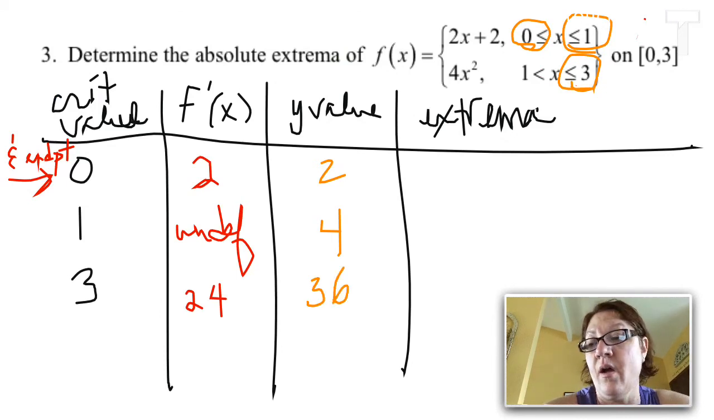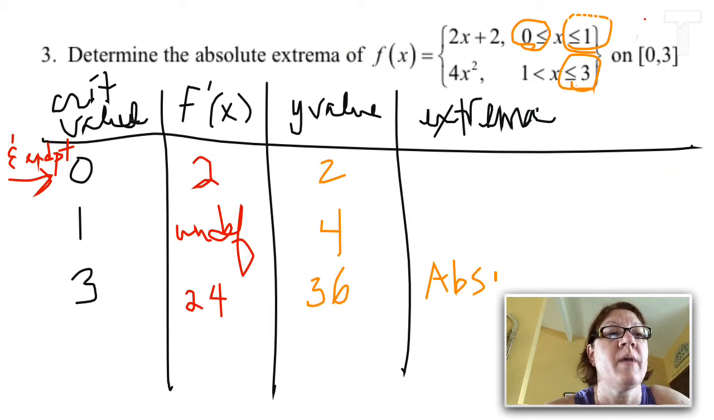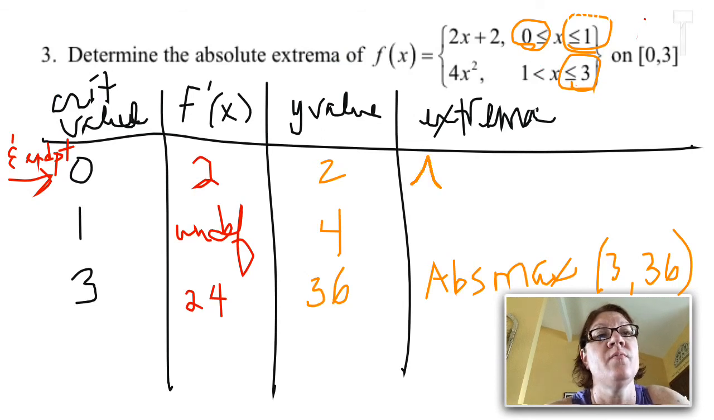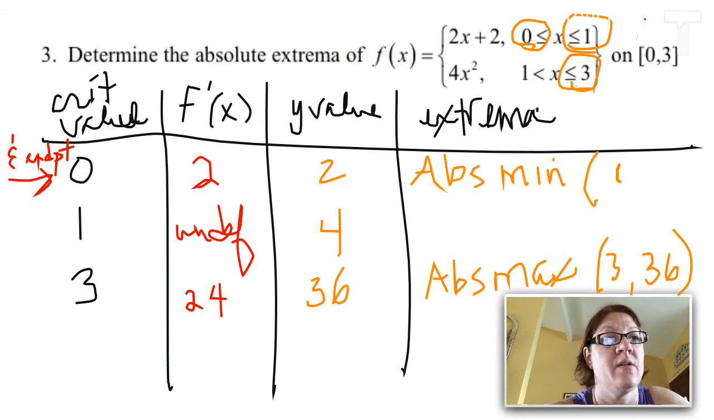So now I go, which one's the highest? Oh, 36. So that's my absolute max at (3, 36). Which one's the lowest? Oh, that would be 2. And so that's the absolute min at (0, 2). So simple.